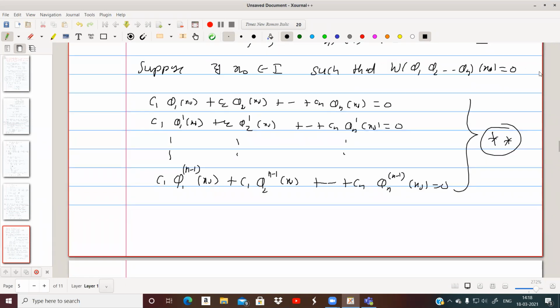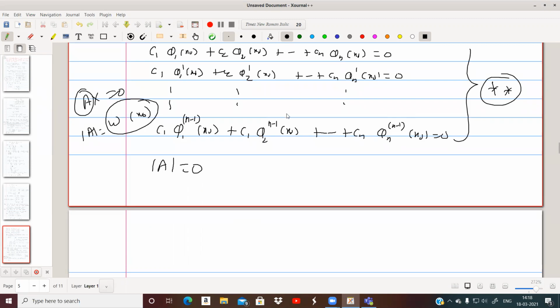Observe this carefully. I wrote this as Ax equal to 0. Here A is the determinant, and what is A? It is the Wronskian at x naught, which is 0. So what is the determinant of this coefficient matrix? It is 0, since the Wronskian is 0 at that point. So what will its rank be? The rank of the matrix is less than n, which is not equal to the number of variables.